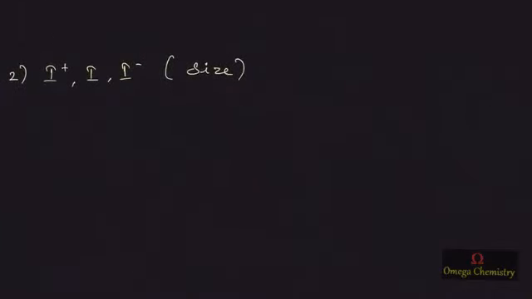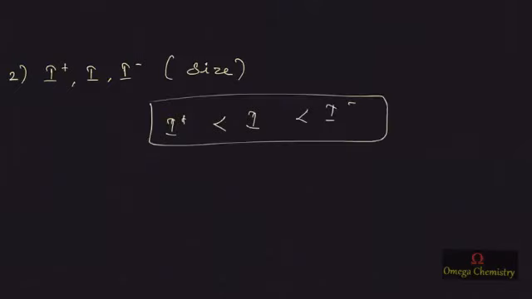Now for the next one, as we discussed earlier, size is directly proportional to the magnitude of negative charge and inversely proportional to the magnitude of positive charge. In other words, cations are always smaller in size and anions are larger in size than the parent atom. So the order will be I plus is smaller in size than iodine, which is smaller than I minus. So this is the order, right?